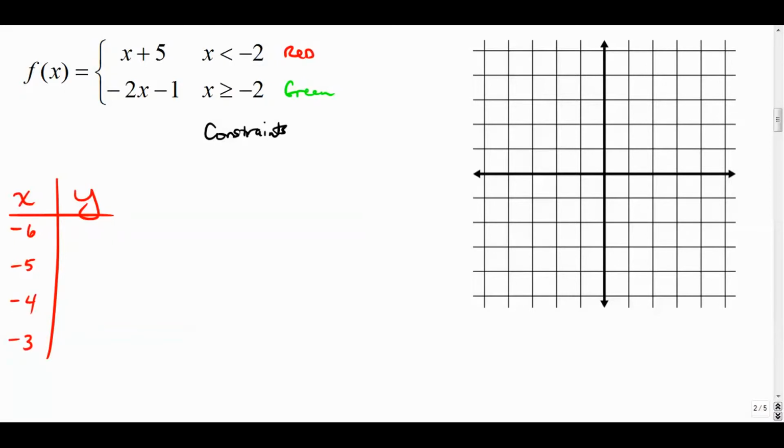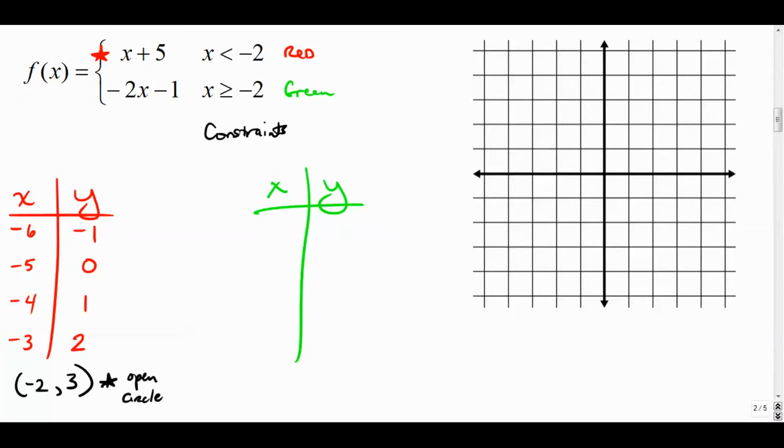So let's define those values. We're going to be looking at the top function. So when x is -6, you plug that in. -6 plus 5 is -1. This is 0. This is +1, and this is +2. Now, it's important to also get an idea of what the top graph is going to do at -2. So when you plug -2 in here, you get +3. I'm going to put a star next to that because it's not actually a point on the red graph, but it's worth knowing.